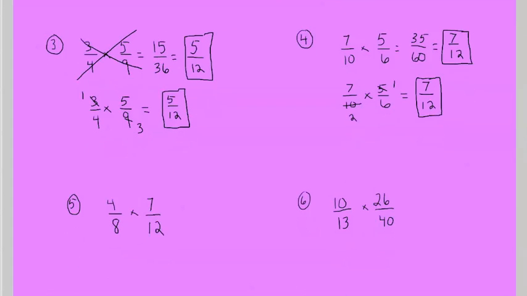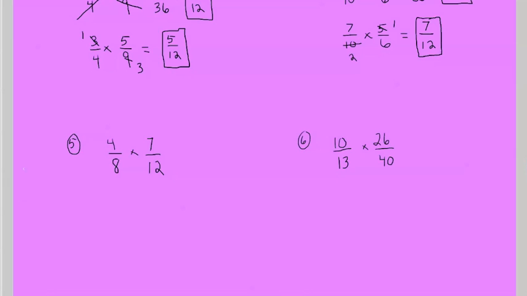Let's look at 2 more examples. So we have 4/8 times 7/12. Another thing I can do is reduce the 4/8. 4/8 is the same as 1/2. So I can rewrite that as 1/2 times 7/12. Now I lose the ability to cross simplify, but that's okay because I still have a smaller set of numbers. So if I multiply my numerators together, 1 times 7, and then 2 times 12 gives us 24, and that is my final answer.